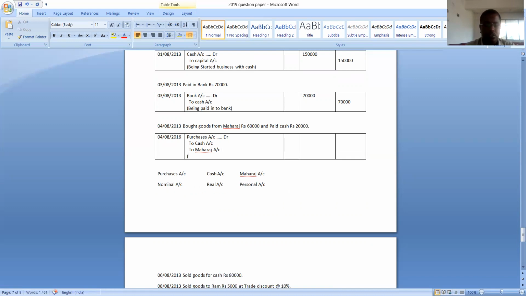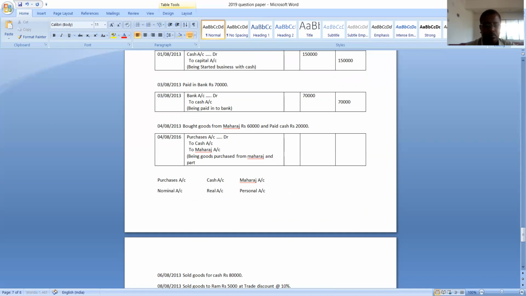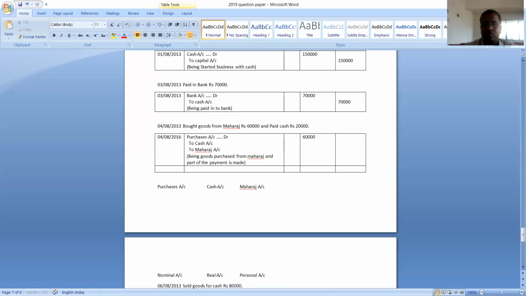So what is the narration? Narration is being goods purchased from Maharaj and part of the payment is made. Yes, this is how we need to write the narration. So we bought goods worth rupees how much? 60,000. So purchases account debit 60,000.